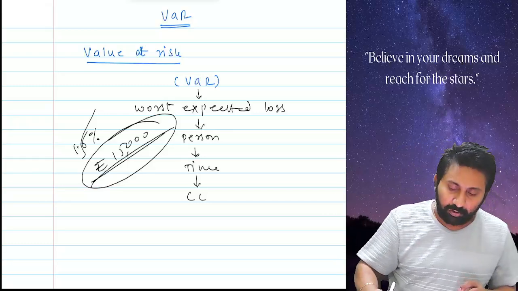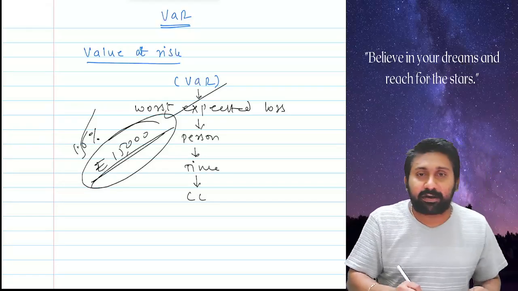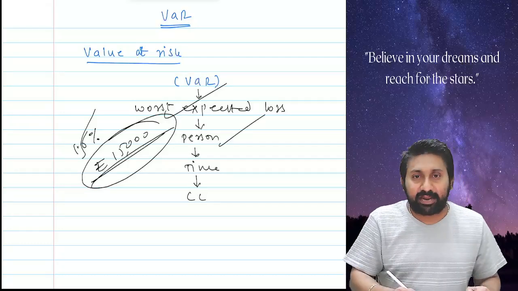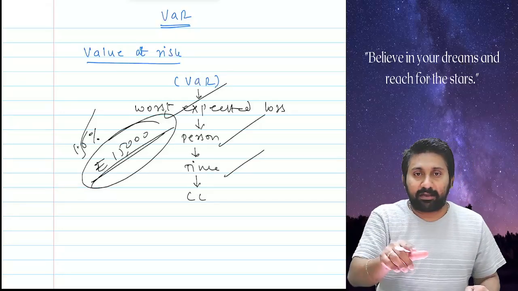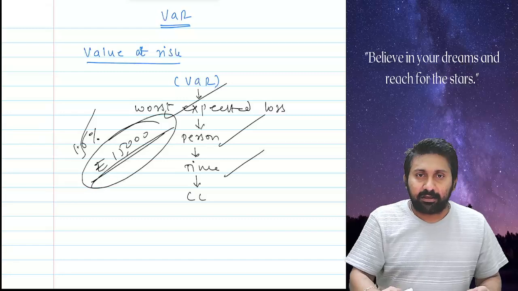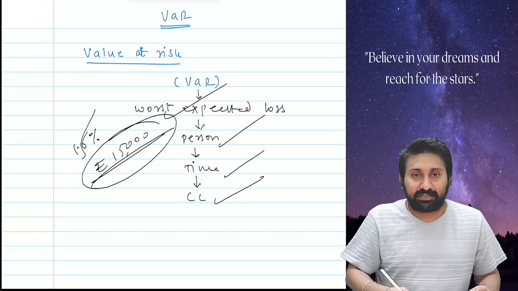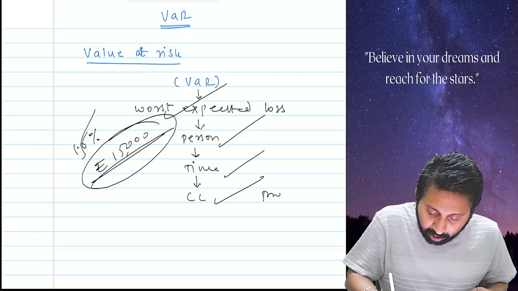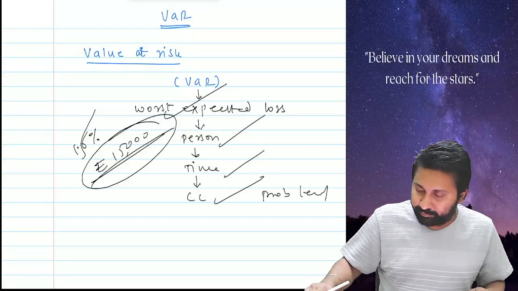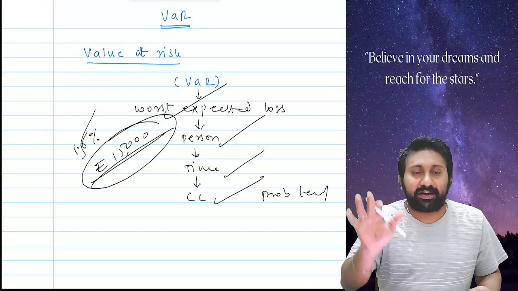Okay. So it is the worst expected loss that a person can get over a particular period, for the chosen period, either week, half month, etc., at a particular confidence level. Confidence level means probability level. It is theoretical.